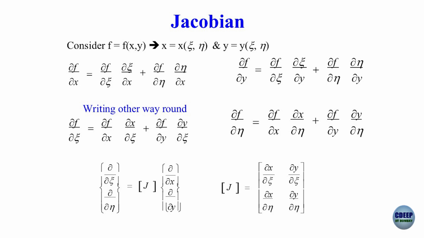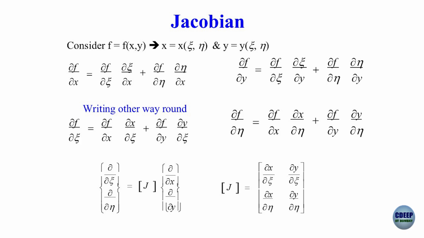Or in other words, I want you to write it like this actually. Dou by dou zeta, dou by dou eta. The derivatives in the zeta eta coordinate frame on the left hand side are equal to the derivatives in the xy coordinates on the right hand side with some multiplication matrix, which we call the Jacobian, which relates these two derivatives. How will the Jacobian look like?